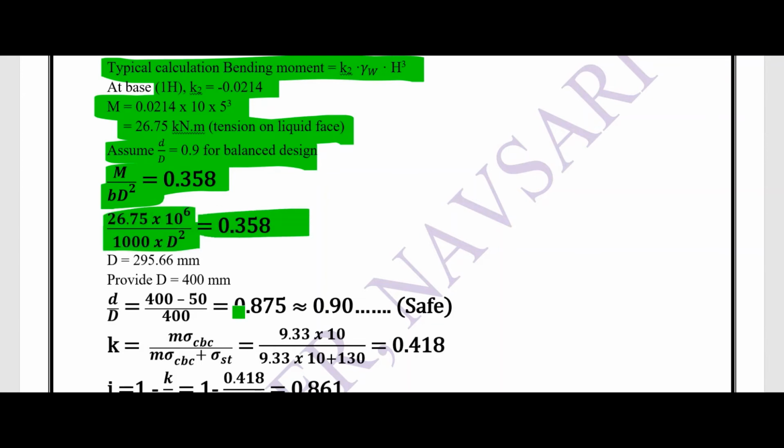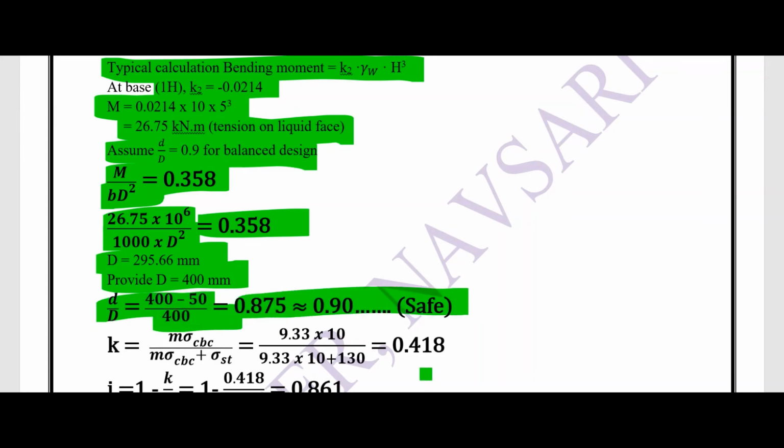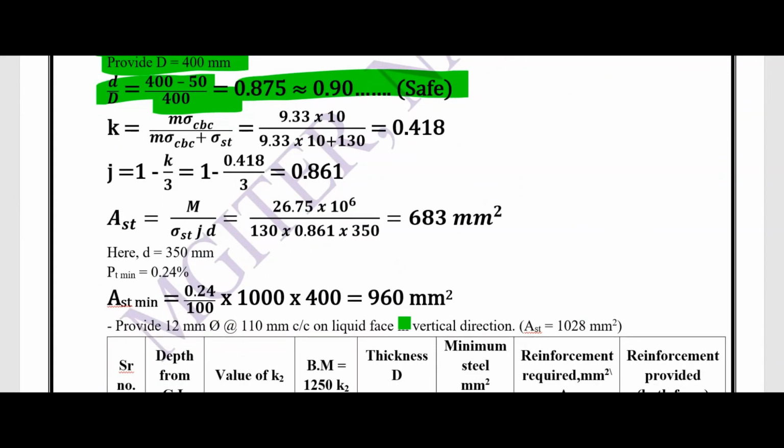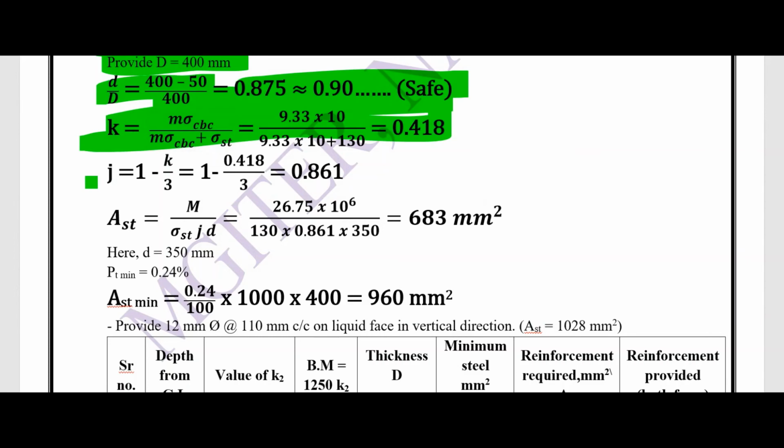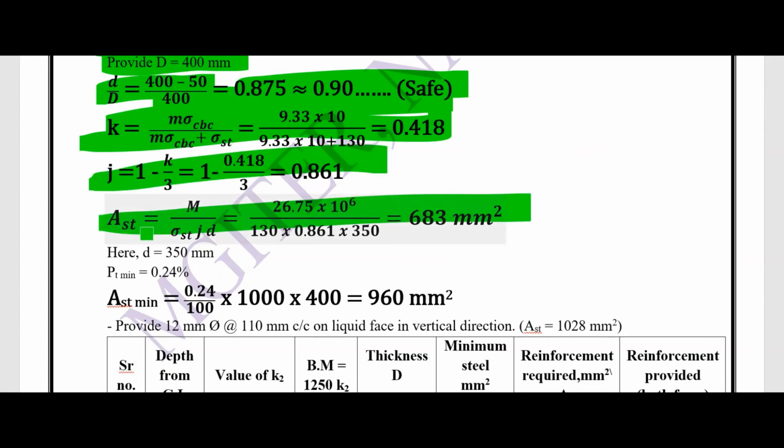So provide D is equal to 400 mm. These are the checks. So our design is safe. P by D is 90, so design is safe. So we have to calculate the design constant. You can remember all the design constants here. These are the design constants.